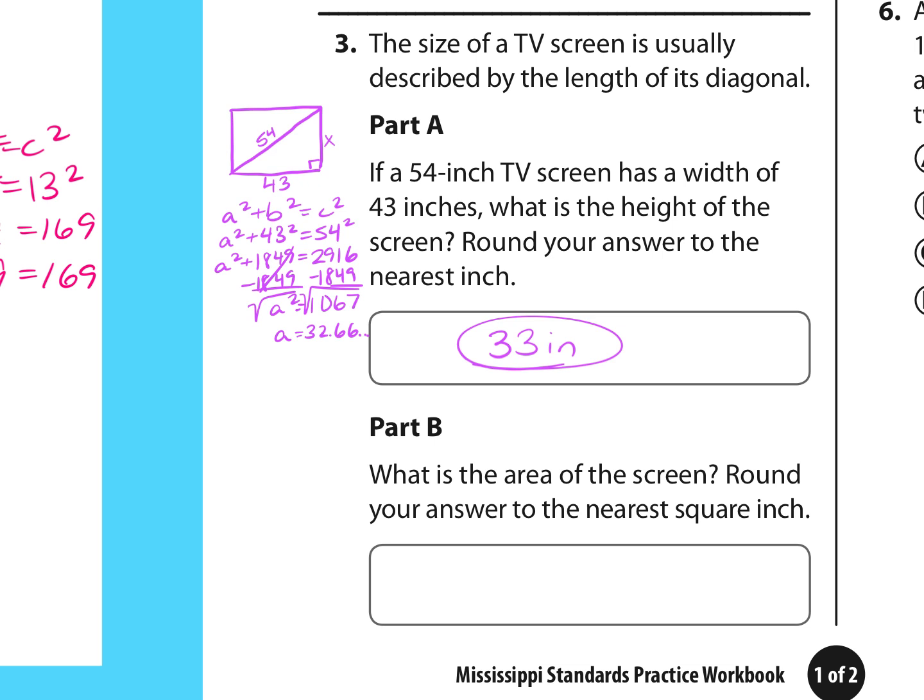Part B, what is the area of the screen? Round your answer to the nearest square inch. Well, we know area of the screen, which is a rectangle, is equal to base times height or length times width. And we know it was 43 times 33, and that has been rounded. And so we'll just multiply that out, 43 times 33. I get 1,419, so the answer is 1,419 square inches.